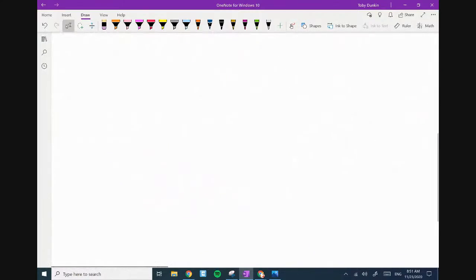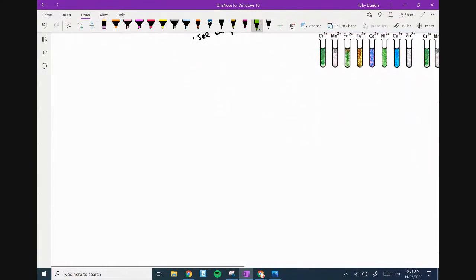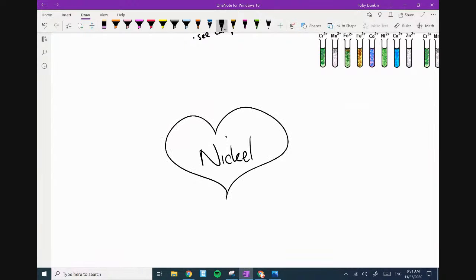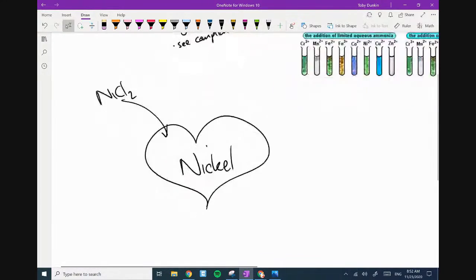But let's box off nickel and zinc, shall we? Okay, try and give myself a bit of space. So we're going to do nickel. We add in something like nickel 2 chloride. We know that nickel is always +2, always.